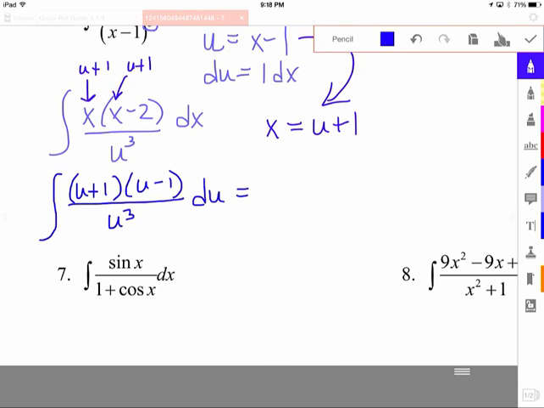Nice and easy. And now I can split the fraction. So I'll have u squared over u cubed minus 1 over u cubed. And I bet you don't even need me to help you do the rest of that. So pause the video and try it yourself.